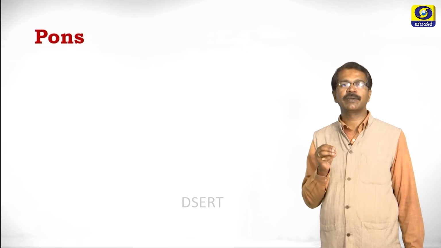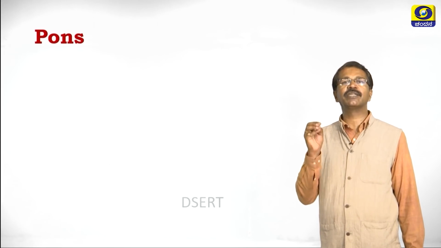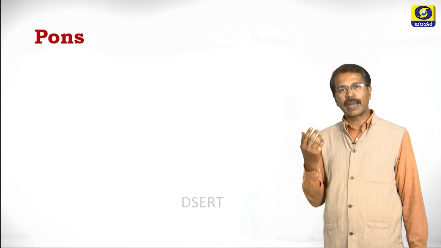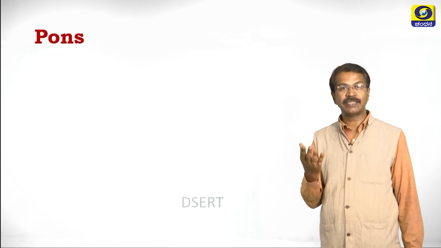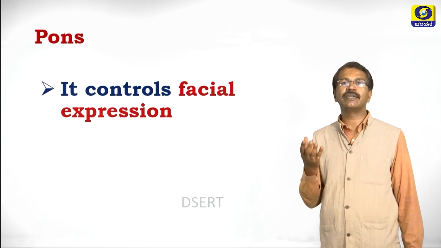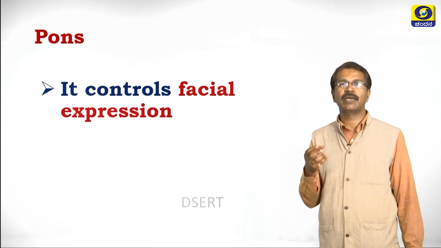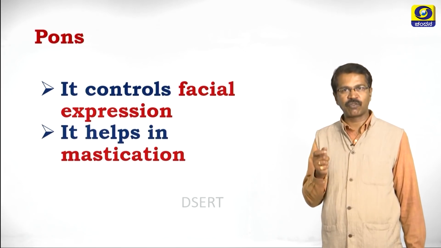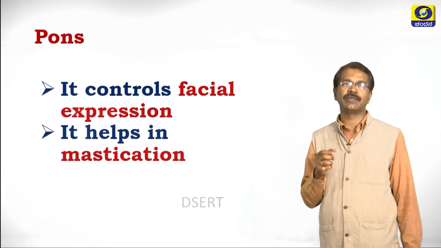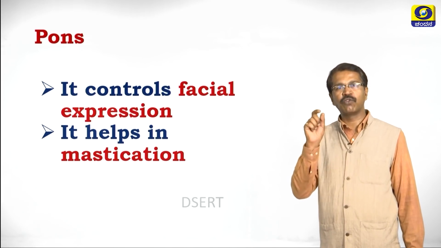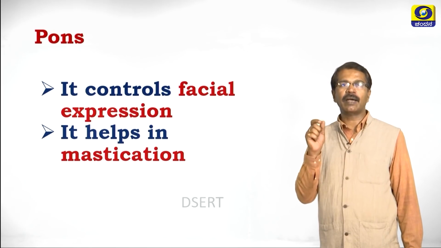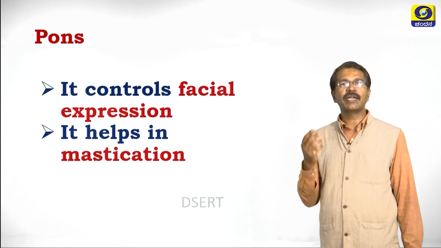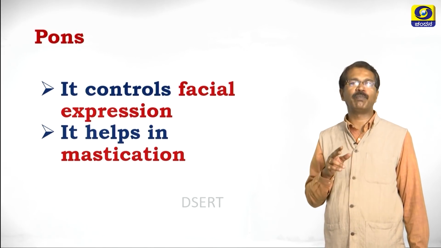Next is the pons. We have heard a famous proverb that face is the index of mind. Whatever is in your mind gets expressed in the face. If you are happy, you can sense that from your facial expressions. Thus, I can say that pons controls all your facial expressions. Pons is an important part of the hindbrain which controls your facial expressions. Apart from that, it also helps in mastication, the chewing of food. It cuts all the food particles into very small pieces. That process occurs in the mouth or buccal cavity by the action of the upper and lower jaw. That is what we call mastication, and it is under the control of the pons.